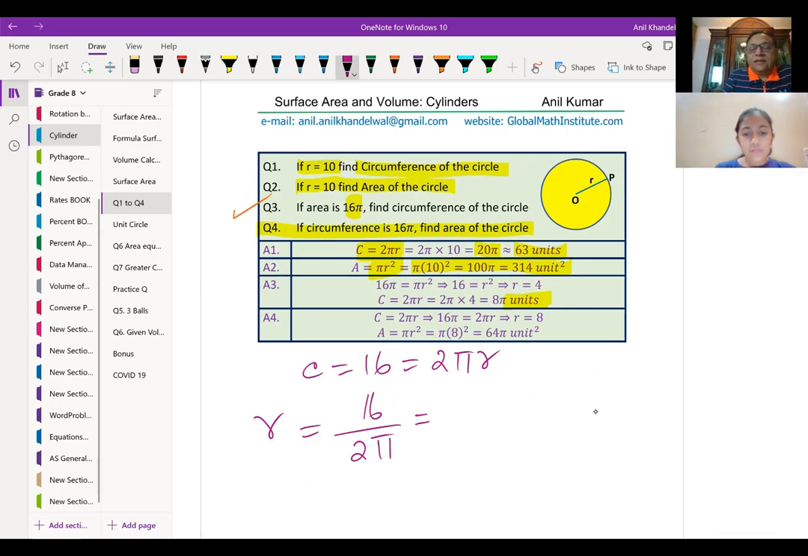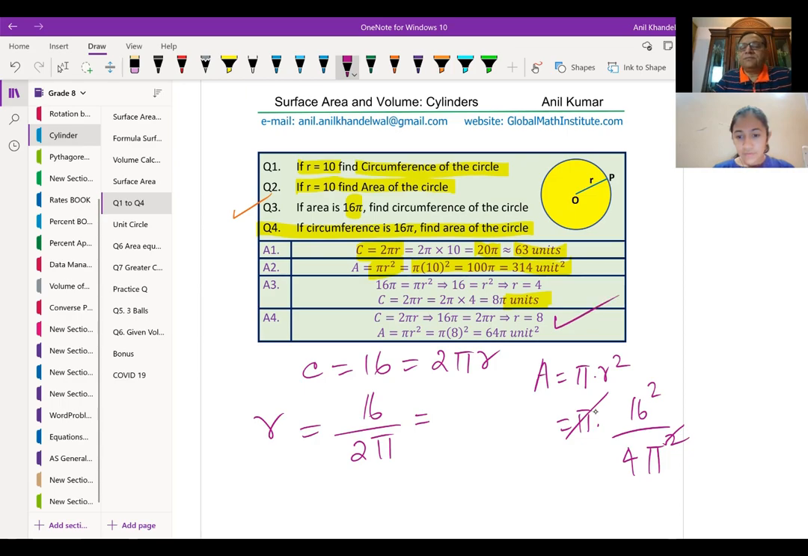And now what is the area? Area is pi r square. So substitute this value, pi times r square over 4 pi, correct? Yes. Cancel this and calculate the answer. Do you see how I have calculated? Yes. So that is how you could actually do this particular question.